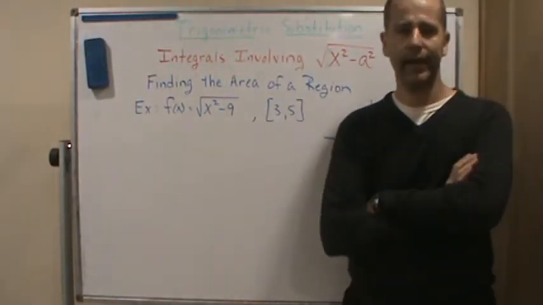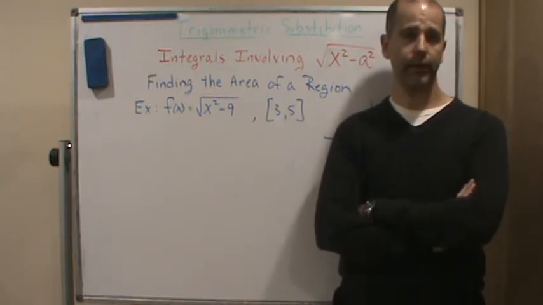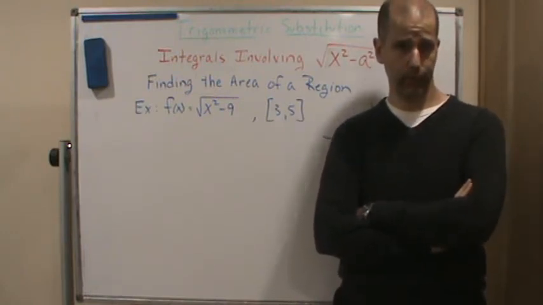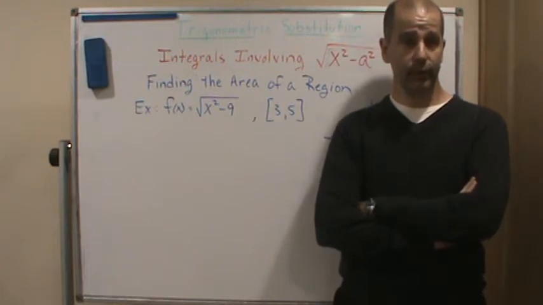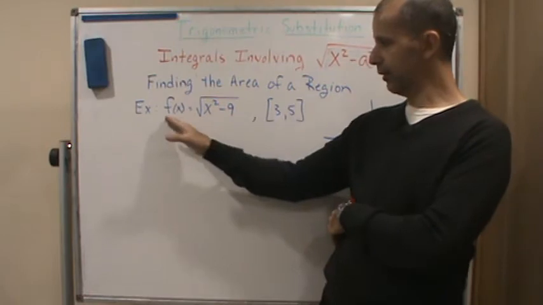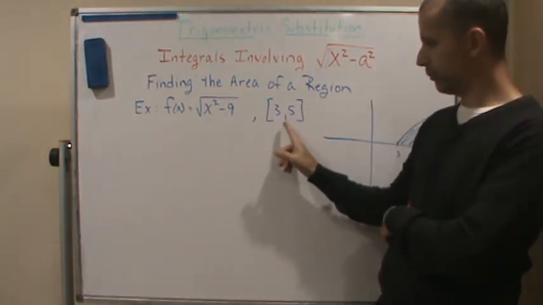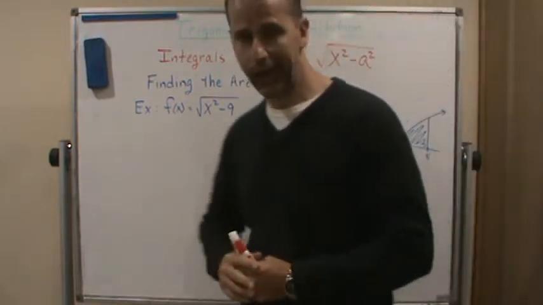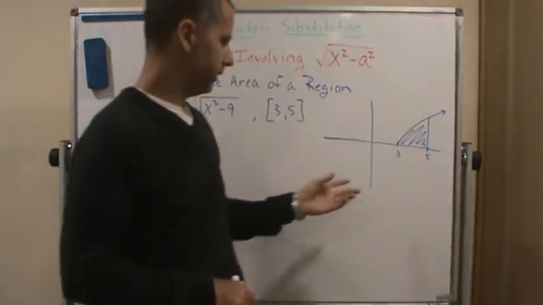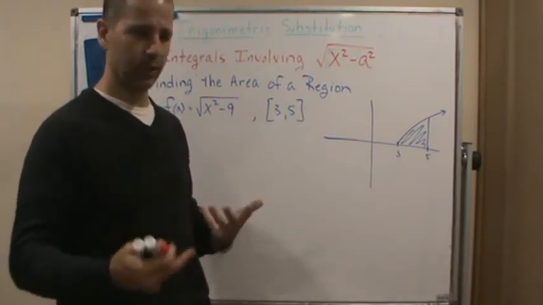Okay, so welcome back, and in this example we're going to find the area of a region under a curve. The only difference is the function that we're dealing with is this. So we want to find the area under this function over this interval. So I just did a quick sketch of the graph. Again, you just want to see what it looks like.